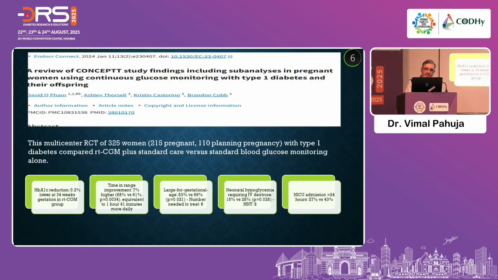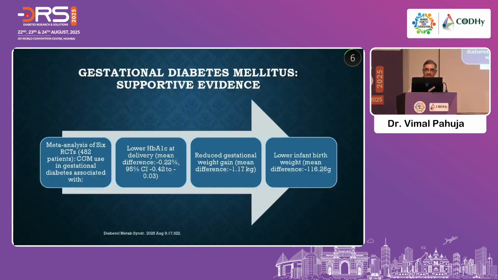And if you look at the patients who have pregnancy and diabetes, type 1 diabetes and pregnancy, data is very clear that has got a much better A1C control, 0.2%, but translated into better outcomes in terms of large for gestational age and neonatal hypoglycemia requiring IV dextrose and NICU admissions. So it was much lesser when the patients were using RT-CGM. This is the CONCEPTT study which I was speaking about, a very nice study.